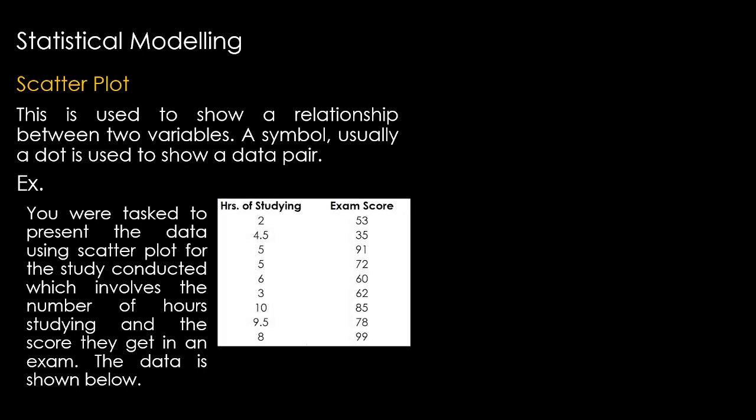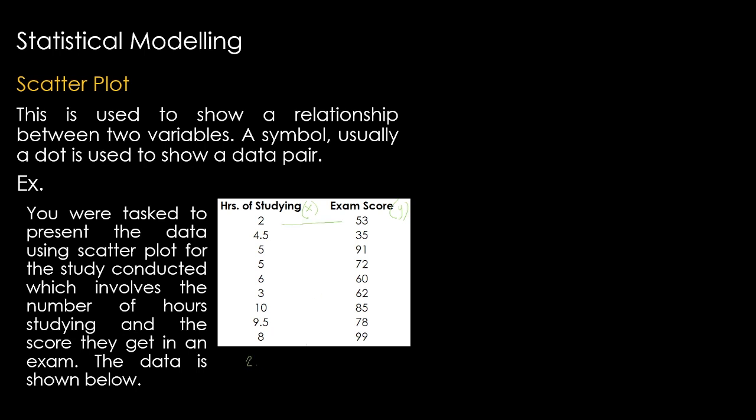So on the left-hand side of the data, you have the number of hours studying, and on the right-hand side, you have the exam score. The way you do a scatter plot is similar to plotting in the Cartesian coordinate plane. We can consider these two values as our X and Y values. Let's say the number of hours studying goes on the X axis, and the exam score, naman, will be on our Y axis. So this pair right here, 2 and 53, can be considered as a point.